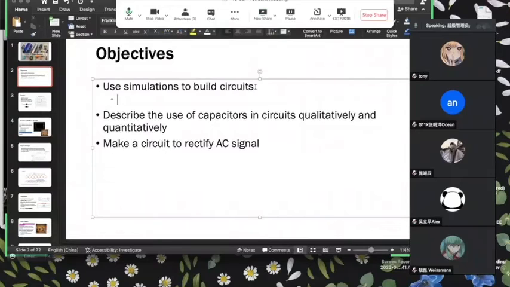Let me make a little note about that, which means you could be asked questions about this on paper 3. So pay attention to some of the precautions and practical nature of doing these experiments, and don't get caught up too much in just the simulation part. You need to know some skills here too. We'll describe the use of capacitors and circuits qualitatively and quantitatively, and we'll make circuits to rectify AC signals, which we've seen already, but we'll review this.